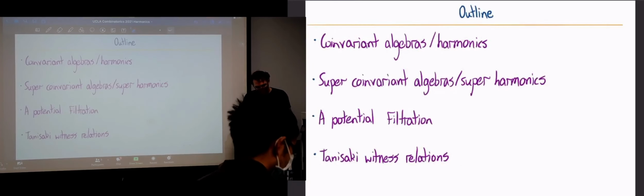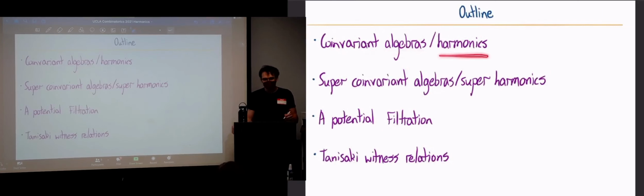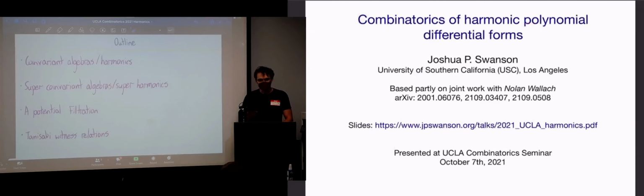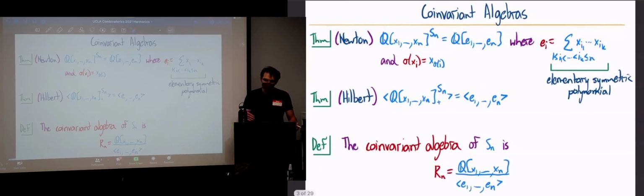I'm first going to give an introduction to covariant algebras and classical harmonics. Then I'm going to give super analogs of both of those things. Then I'm going to talk about the potential filtration for the super covariant algebra, more or less. And as a step towards that, I'll talk about some things called Tanisaki witness relations. So my hope is to introduce more the combinatorial side of these objects. I could go more into combinatorial representation theory, but I decided to stick more towards the algebra, and then towards the end of the lecture, combinatorics. So hopefully that will be successful.